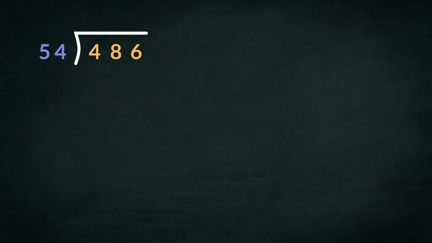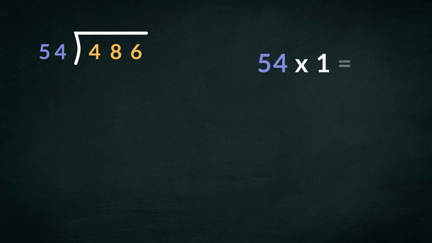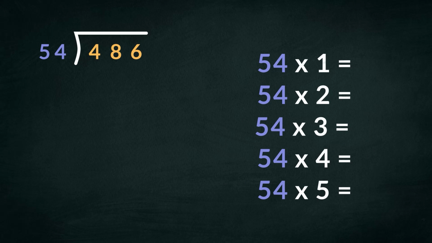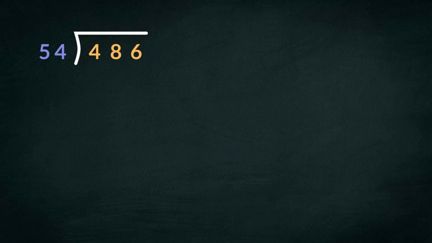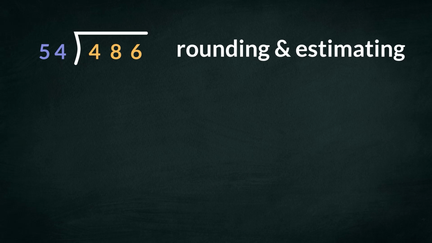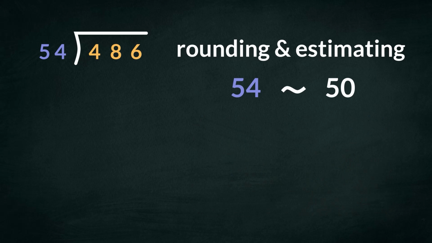Okay, first things first. How many 54s do we need to reach or almost reach 486? We can try to multiply 54 by every number and form a list. I don't know about you, but that's too many multiplications to do. So why don't we try rounding and estimating? 50 is pretty close to 54, so we can round 54 down. Then we can change the question to, how many 50s do we need to reach or almost reach 486? Finding multiples of 50 is much easier than 54, right?